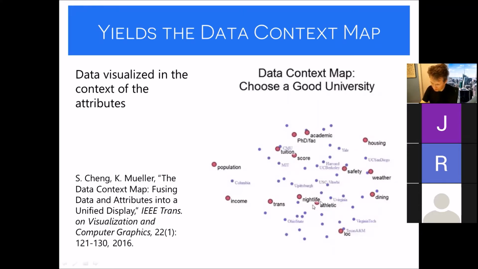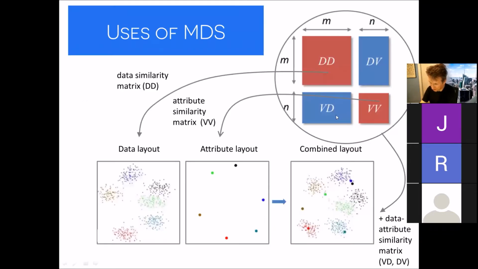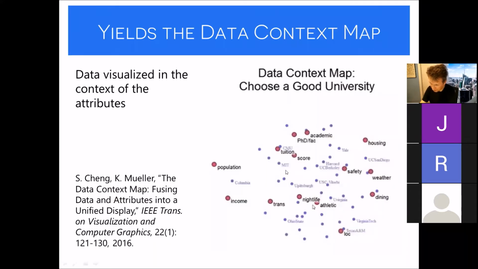So if you have a school that has a good athletic program, nightlife tends to be better. Transportation seems to be better. Population doesn't really matter much. It's not related to much. Here you can see the schools now are laid out in the same context. Remember, now you can sort of see how the data points are related to the attributes.